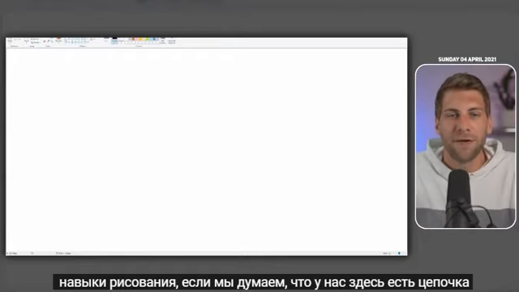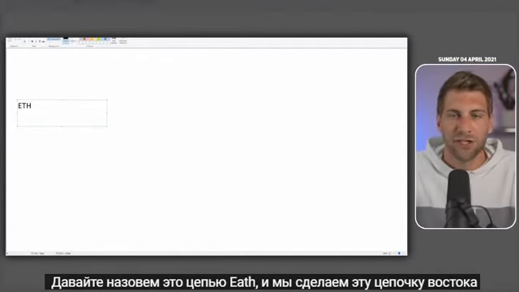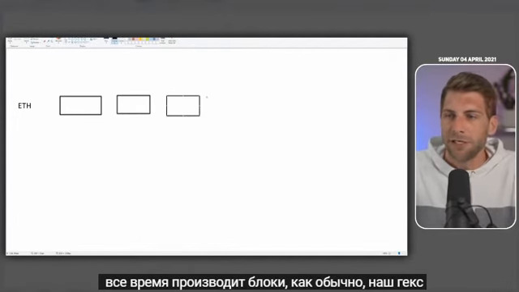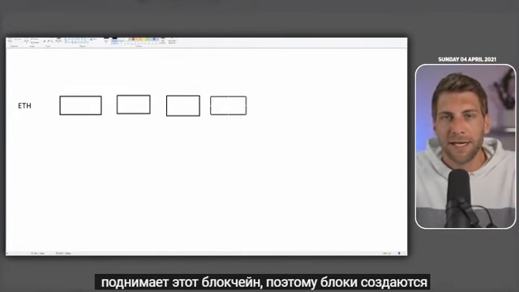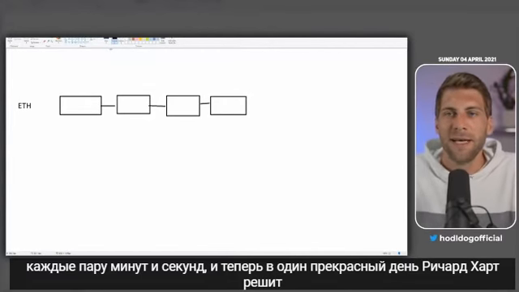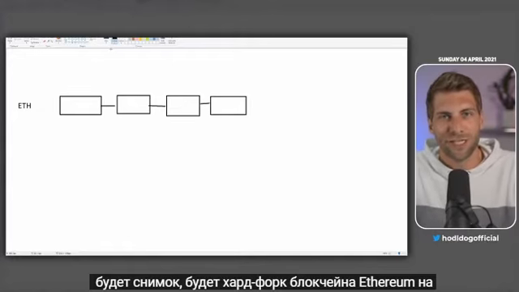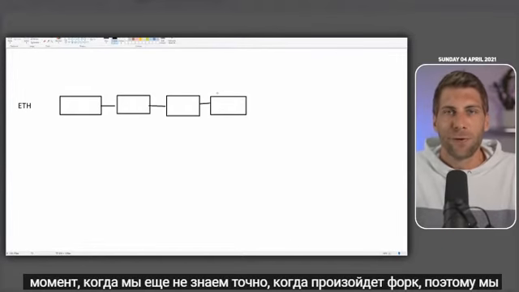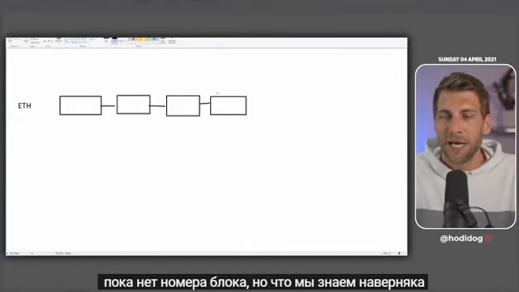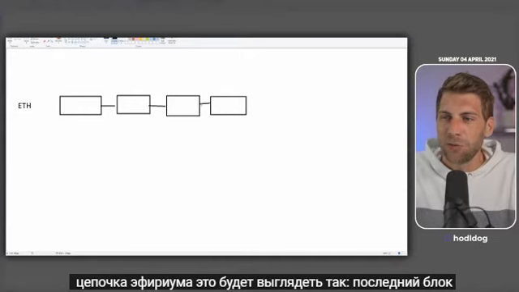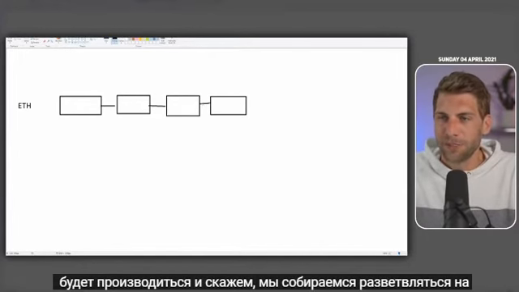If we think we have a chain over here, let's call it the ETH chain. This ETH chain is producing the blocks all the time. As usual, our HEX lives on this blockchain, so the blocks are created every couple minutes and seconds, and now on one day Richard Heart will decide there will be a snapshot, there will be a blockchain hard fork of Ethereum. At the moment we don't know yet exactly when the fork will happen, so we don't have a block number yet, but what we know for sure, once PulseChain will fork away from the main Ethereum chain, this will look like this. The last block will be produced, and let's say we're gonna fork at this block here.